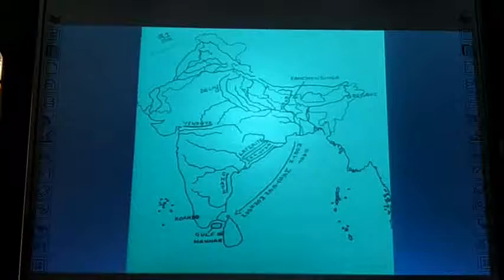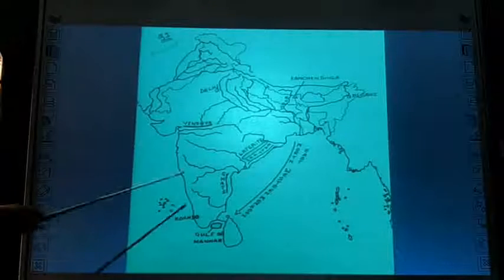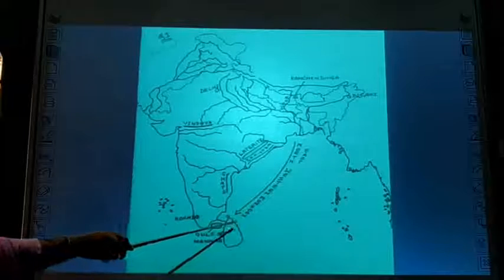Next, mark with an arrow and name the wind which brings rain to the Coromandel coast in winter. That is the northeast monsoon wind.